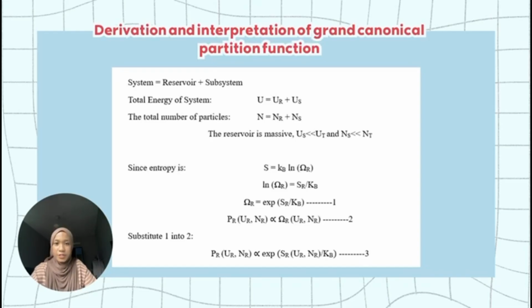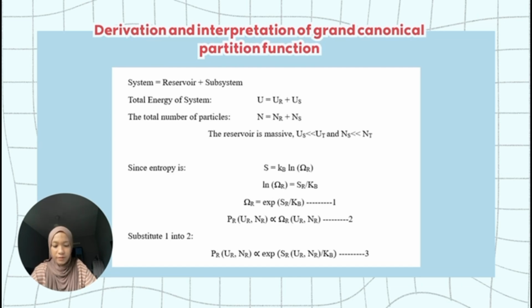Derivation and interpretation of the grand canonical partition function. We define system equal to reservoir plus subsystem. Then the total energy of the system U equals U sub R plus U sub S, and the total number of particles N equals N sub R plus N sub S. The reservoir is massive, so we assume that the subsystem energy and particle count are much smaller than the total. For the entropy expansion, the probability of finding the subsystem in a specific state is proportional to the number of microstates available to the reservoir.